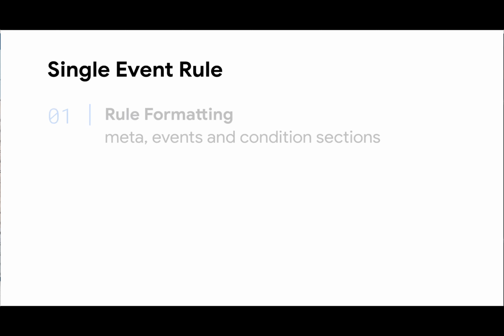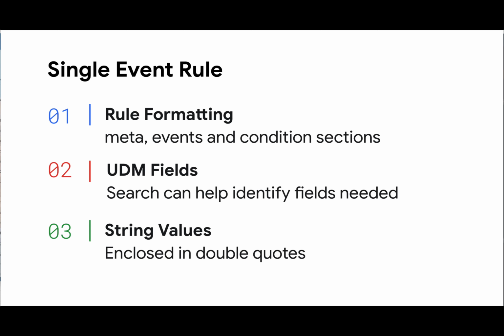Remember, when you start building rules, the meta, events, and condition sections are always included. UDM search is often a good place to view events and their fields and values as you explore your data, and when building your criteria, use double quotes for string values.